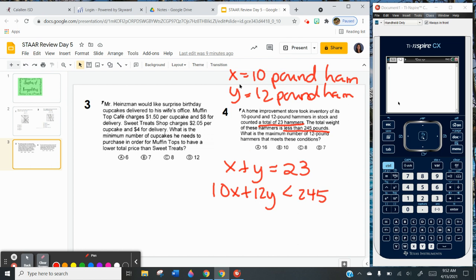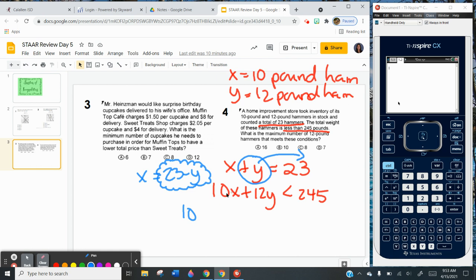So if we're looking to find the y value, that means I want to have a y value in this inequality. I want to get rid of the x. So we need to figure out, using the first equation, what is x equal to? Well, if I move the y over, x is equal to 23 minus y. This is the same thing. These two things mean the same thing. So now we're going to use substitution by plugging this in for x.